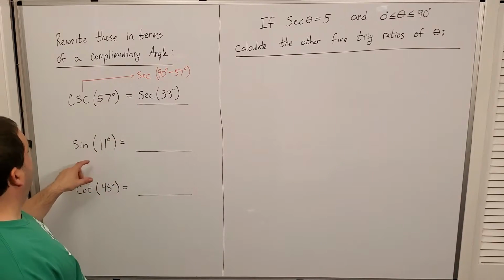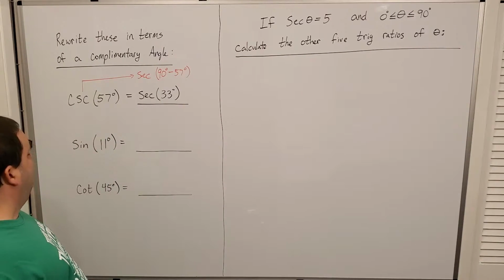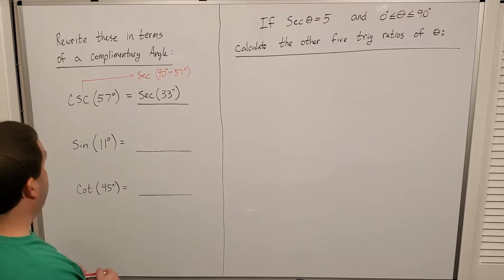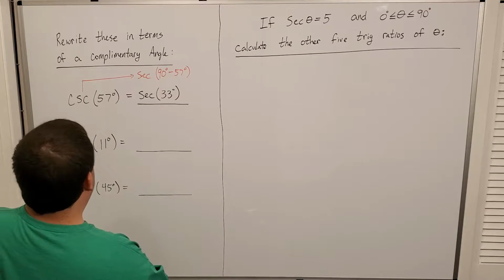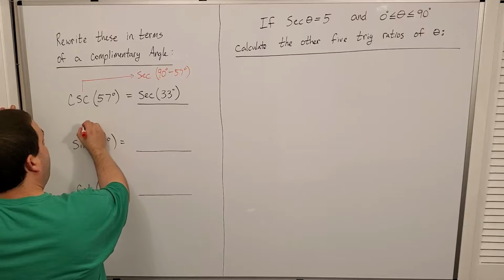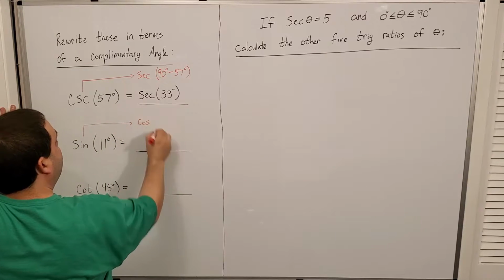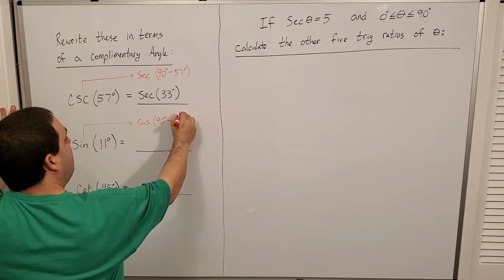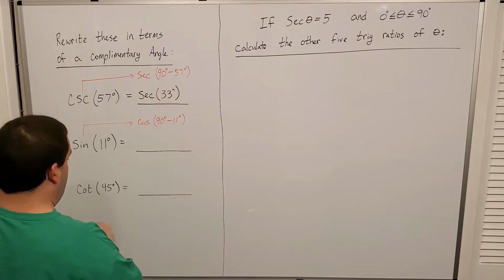All right, let's do it again. The sine of 11 degrees. Sine is going to be complementary with cosine, and the complement of 11 is 90 degrees minus 11 degrees.